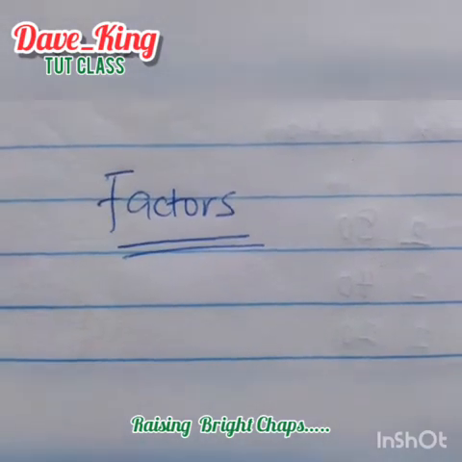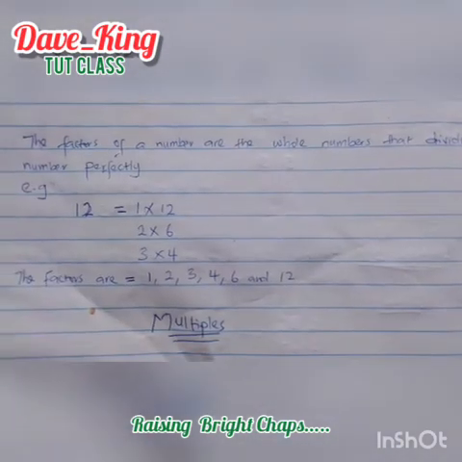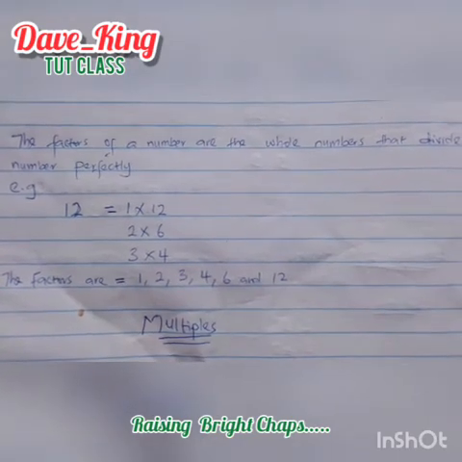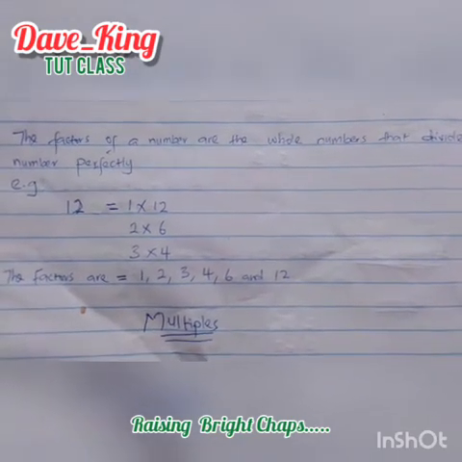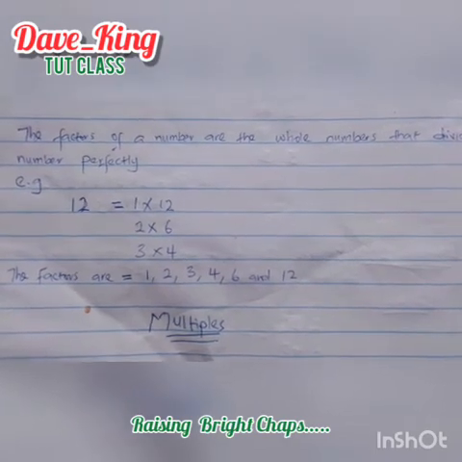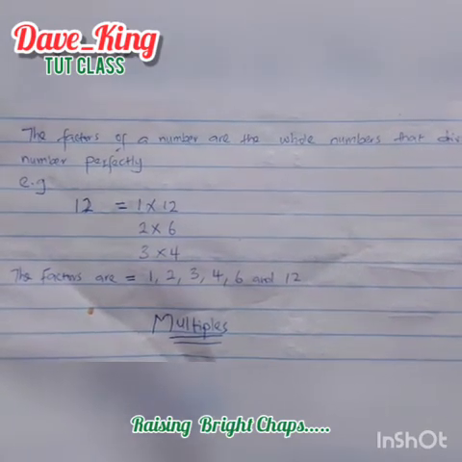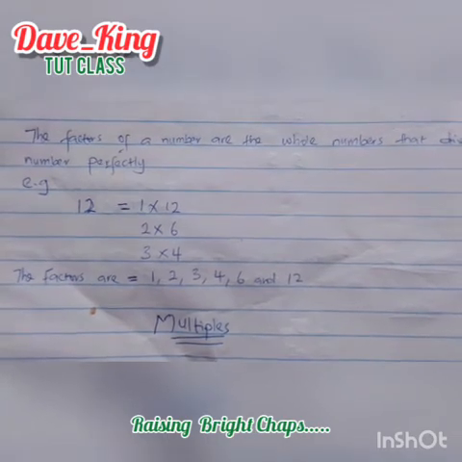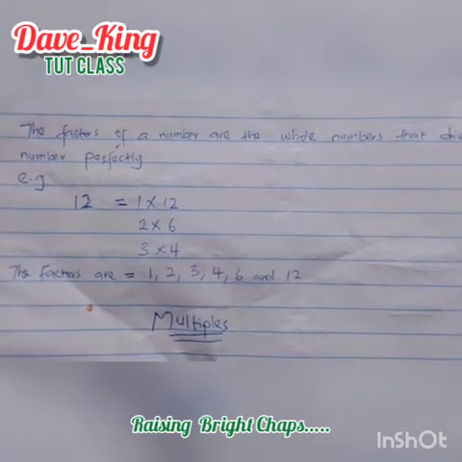Quickly moving to factors. Now, the factors of a number are the whole numbers that divide the number perfectly. Now, how can you get the factors of a particular number? This is one of the easiest ways to get the factors of a number. That's by getting the multiples of that number.